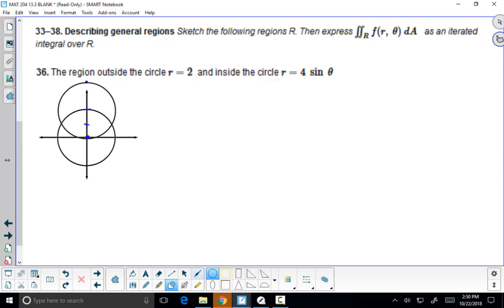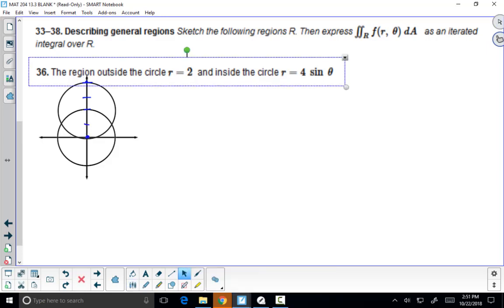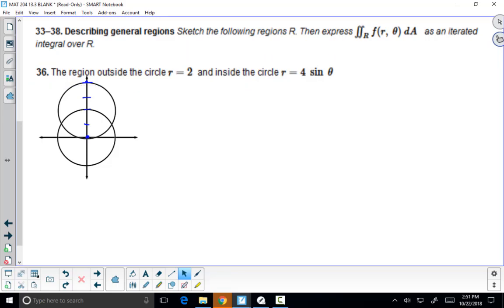That's a radius 2 circle also. As long as they're very simple to graph, remember that a constant times sine or a constant times cosine is a circle that's tangential to an axis. The sine ones are all tangential to the x-axis, the cosine ones are always tangential to the y-axis. Okay, so what does it say? We want to rewrite this as an iterated integral over R. We want the region that's outside the first circle and inside the second one. So that is this region here.